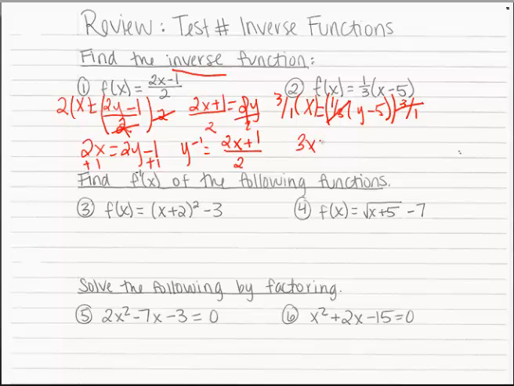So I have 3x is equal to y minus 5. I can add my 5, add 5. So my inverse is equal to 3x plus 5. Okay, so switching the x and the y is all that you're doing on there.